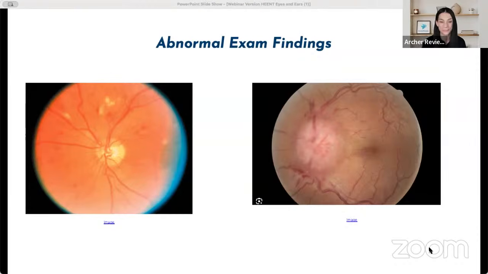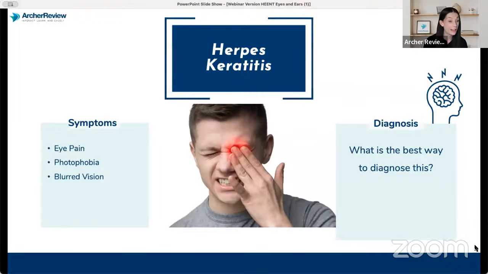So let's talk about a facial condition now that can affect the eyes, and that's herpes keratitis. This is a little bit of a more rare finding, but definitely something you don't want to miss. Patients often say they have this acute onset of severe eye pain, photophobia. So that means the light is hurting their eyes, and then some blurred vision as well. On exam, you might see a reddened eye. They often come in squinting because it hurts so much.